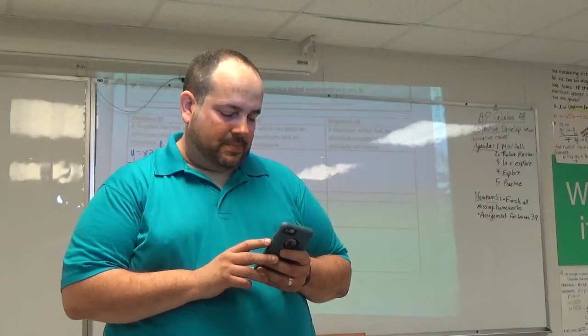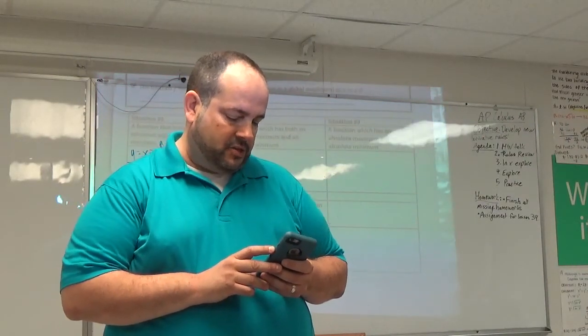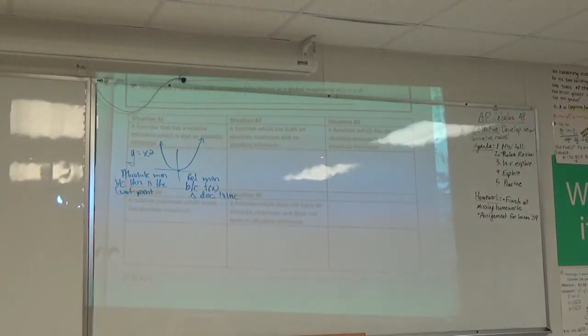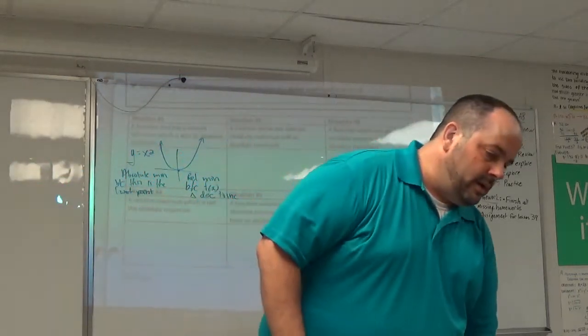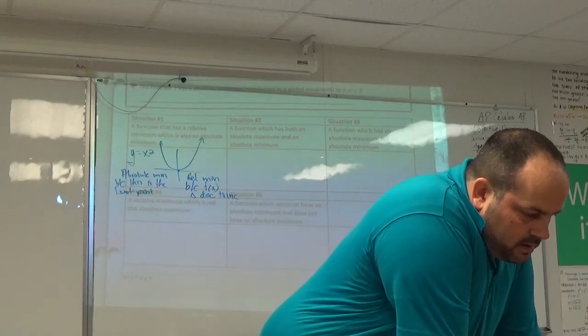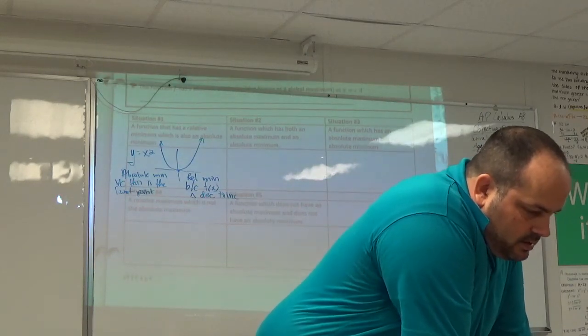It never changes from decreasing to increasing. Oh, and absolute max. Right, I'm not saying it's an absolute maximum and an absolute minimum at the same time. I'm looking for a function that has both. Because it doesn't have an absolute minimum.